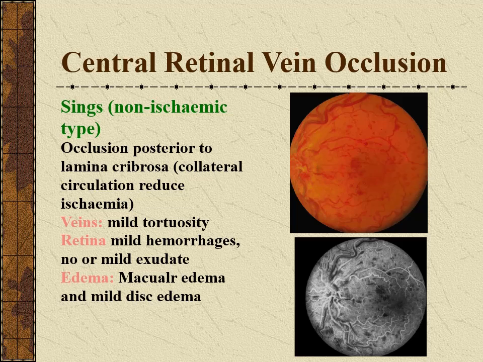For the non-ischemic type, the clinical picture is less severe than that of the ischemic type. Reduction of vision is less severe, and also pupil examination may not show the afferent pupillary conduction defect, and all signs of the retina will be less than those of the ischemic type, including tortuousness of retinal vein, retinal hemorrhage, and exudations, and also the edema.